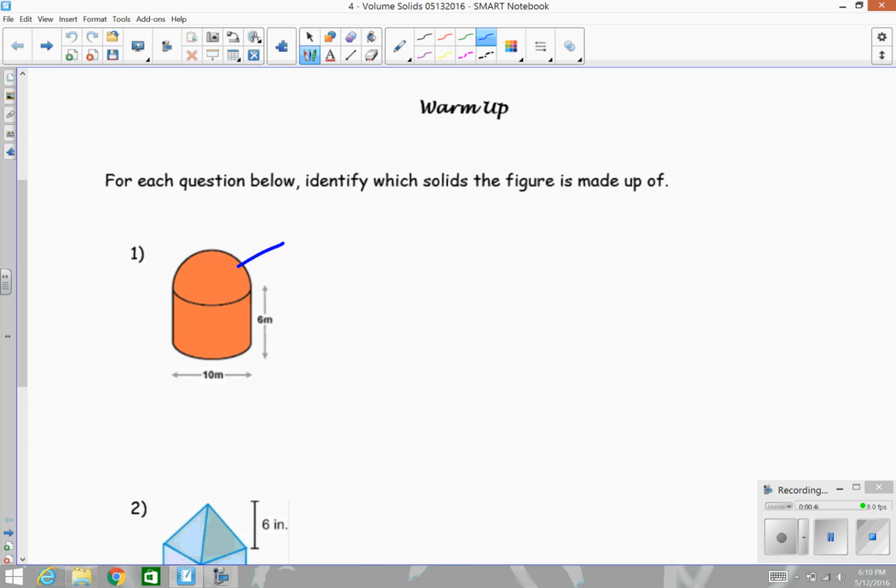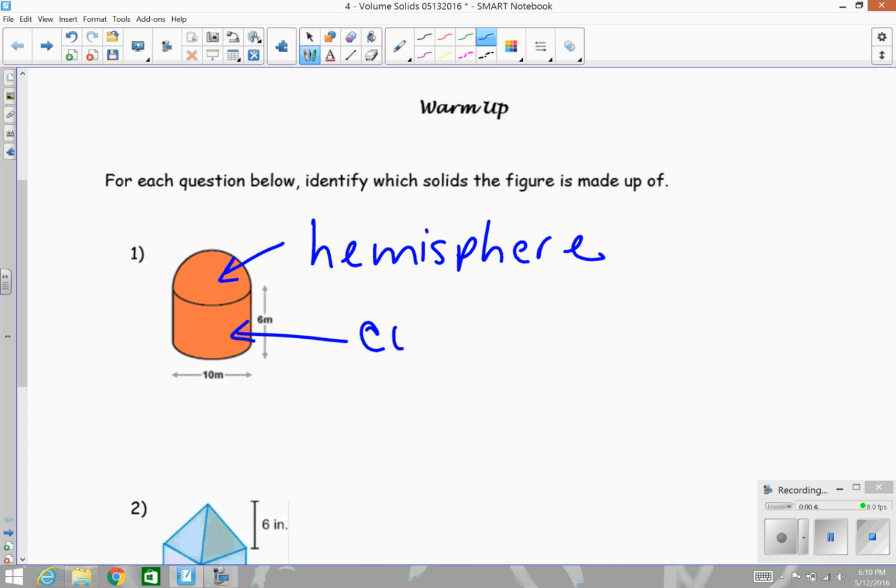Okay, so the top here, we call that a hemisphere, half of a sphere. And the bottom is a cylinder.